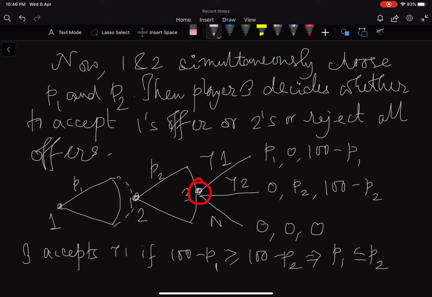Now what will happen in the first part? In the first part, the players are moving simultaneously. So suppose both p1 and p2 are less than 100. Can that be a Nash equilibrium? Now we are looking for SPNE. We have already found out the optimal strategy for player 3 at the final node. So now for the whole game to be a Nash equilibrium, we want p1 and p2 to be best responses to each other given 3's strategy. Because we have already ensured 3's strategy is optimal.